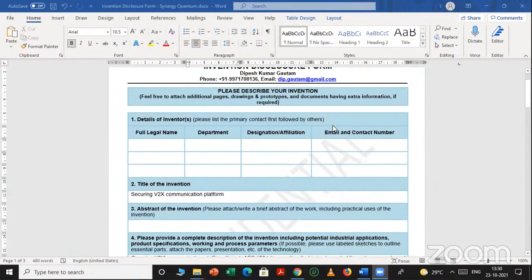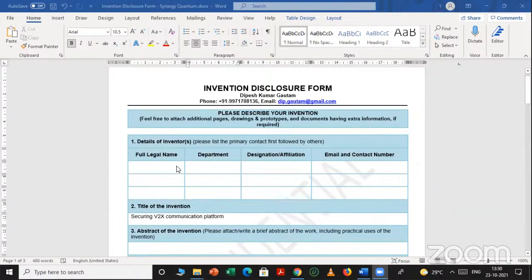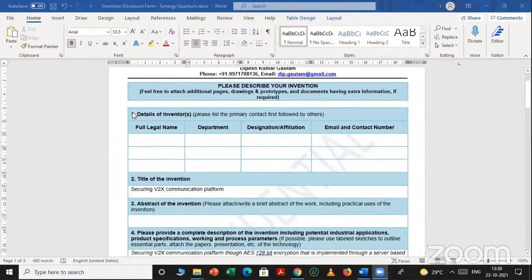As you can see on my screen, this is the Invention Disclosure Form which I have prepared myself, and I usually share this form with our inventors or our prospective clients who are willing to file a patent in their chosen field of research. The first section is the detail of inventors. This section is a legal requirement for patent filing in any country.